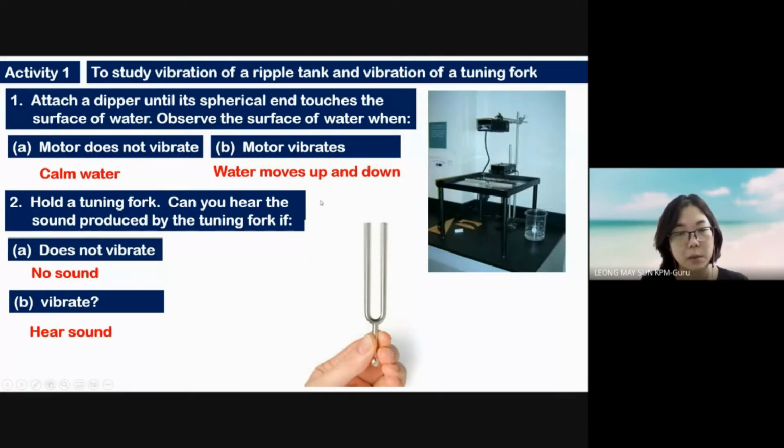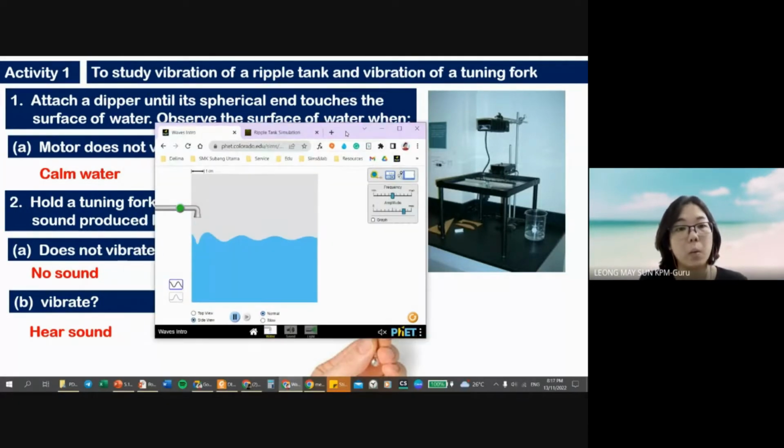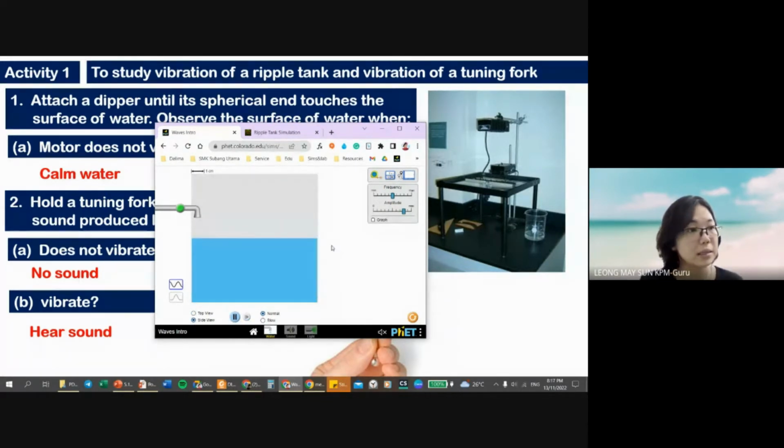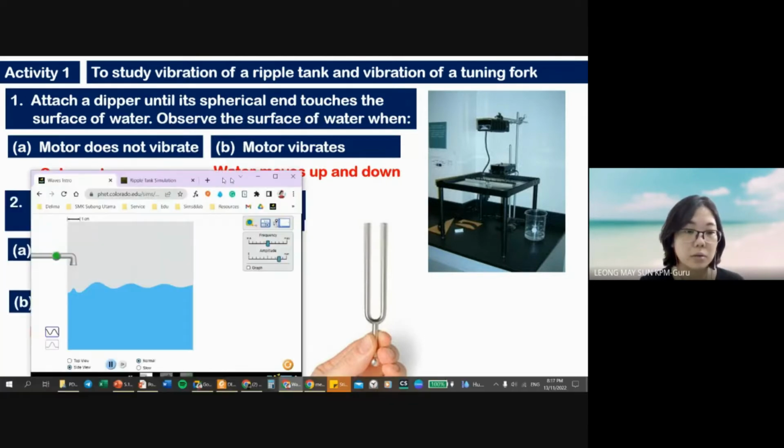What is being mentioned here is that we can see water waves when there is a disturbance. When there is no water wave, it's a calm pond or calm water. Only when there is vibration, when there is a source of vibration, then we can have water waves. When there is no source of vibration, we will not have water waves. Same thing goes for sound.